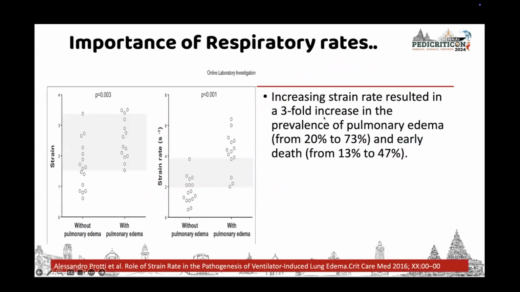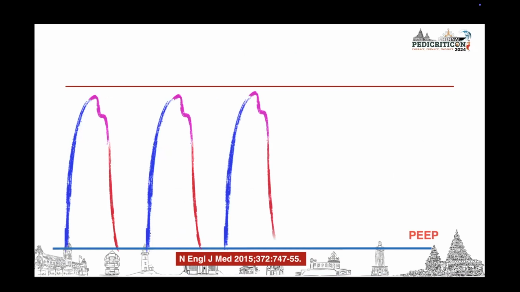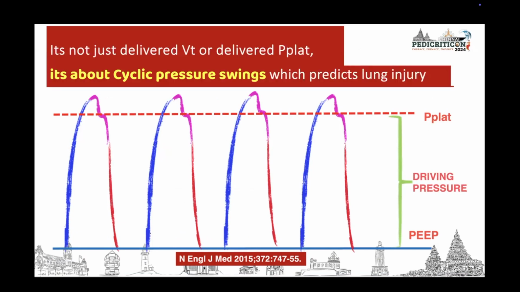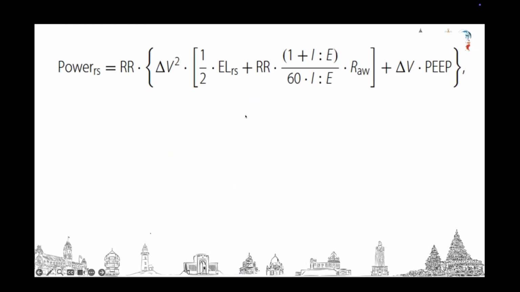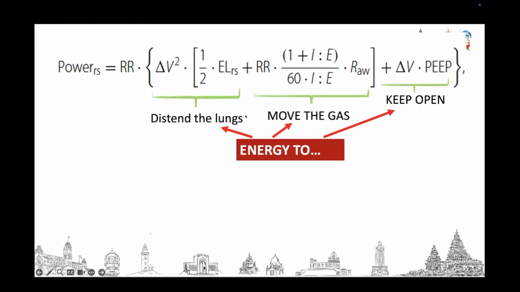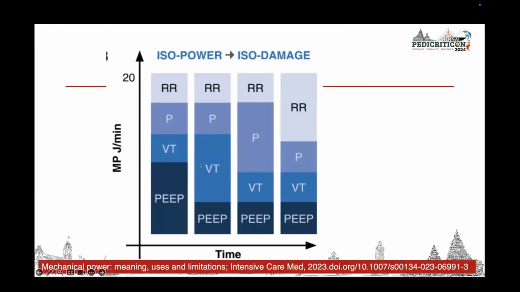Protti et al. have actually demonstrated that the strain rate is also important. The strain that was safe at a lower rate becomes unsafe when the same strain is applied at a higher rate. So when you are applying a certain driving pressure, it is not just the driving pressure, but the rate at which the driving pressure is applied is also an important factor for ventilator-induced lung injury, and the energy to distend the lung, to move the gas, and to keep the lung open also is important when it is multiplied by respiratory rate. So that rate is a very important factor of the equation of mechanical power.